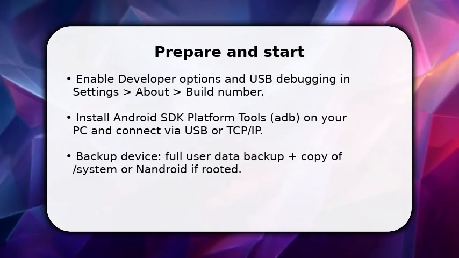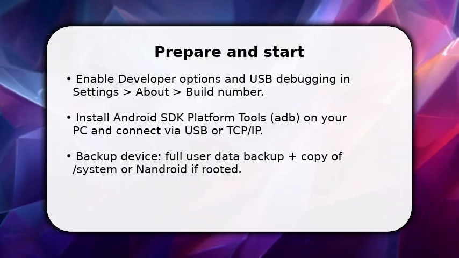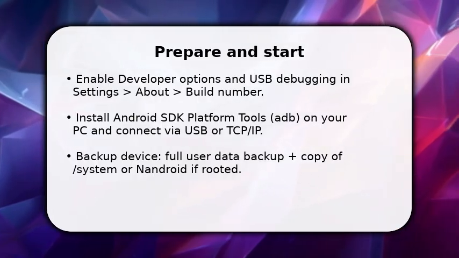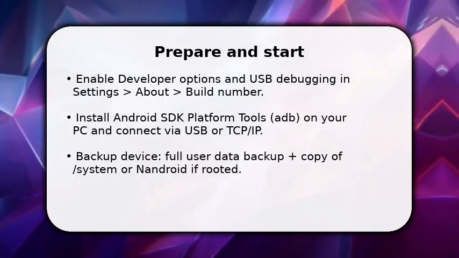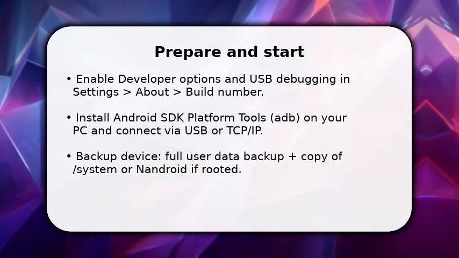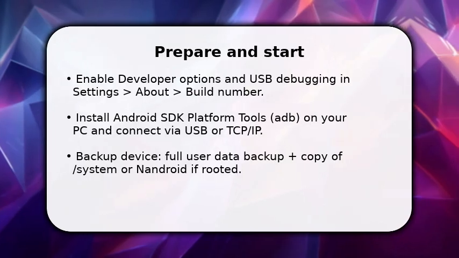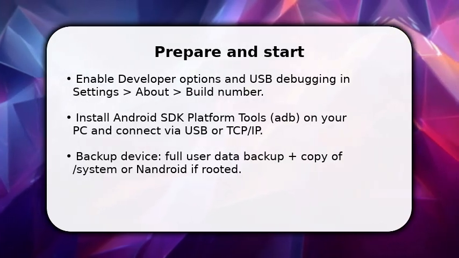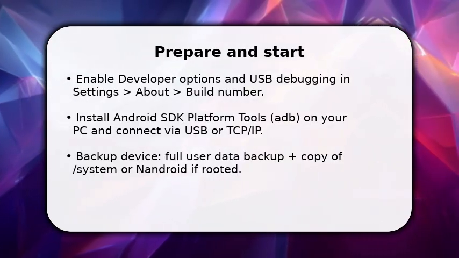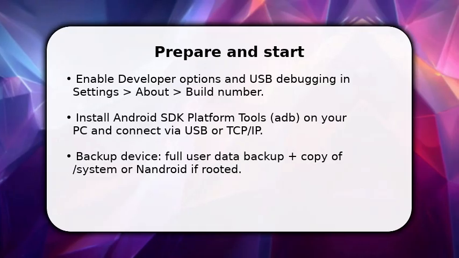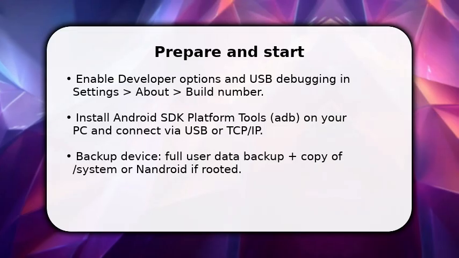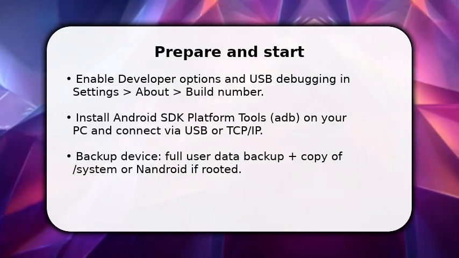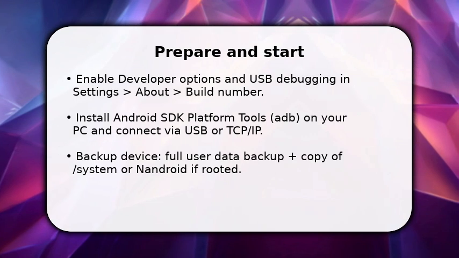You start by preparing the device and tools so you don't get stuck later. Enable developer options and turn on USB debugging, then connect to a PC with ADB from the Android SDK platform tools. Make a full backup of important files, and if you have root, create a Nandroid backup or copy /system. Once done, confirm ADB recognizes your device with adb devices. If it doesn't show, toggle debugging or drivers and try a different cable.